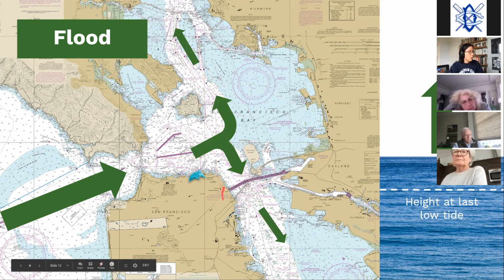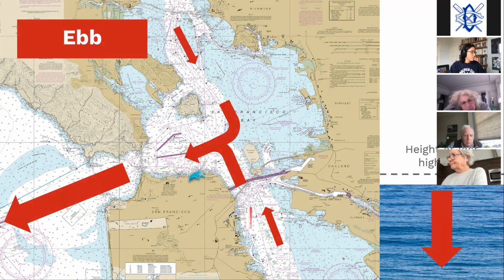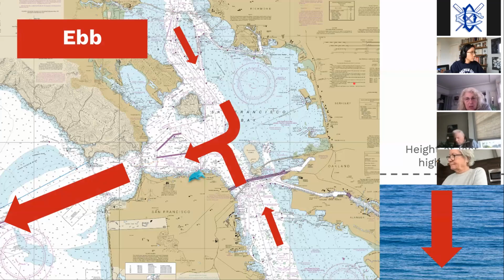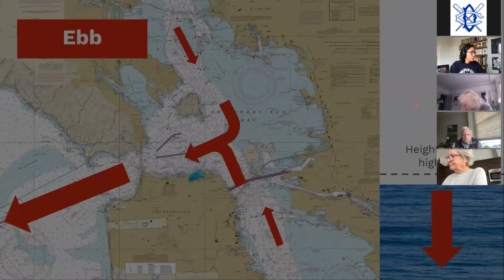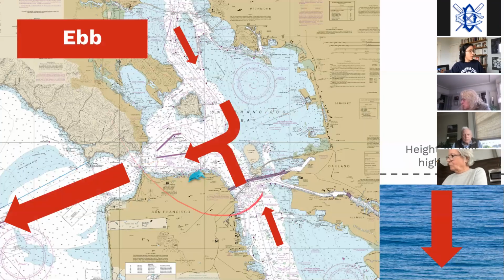movement of the water. And then during an ebb, the water turns around and heads back out towards the Pacific. So that's what happens in the bay.